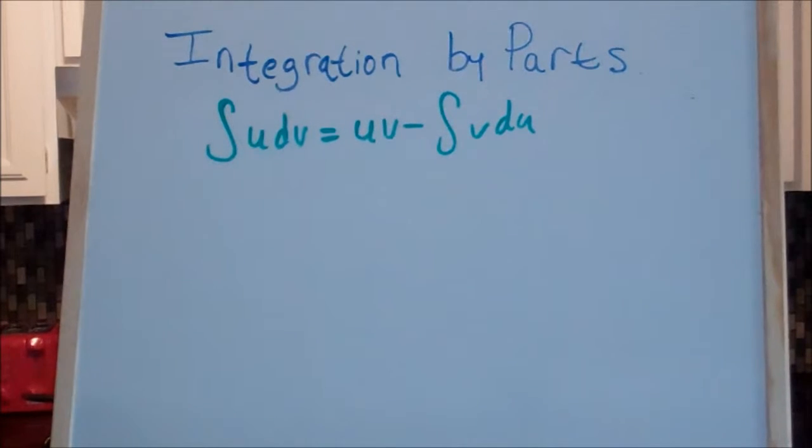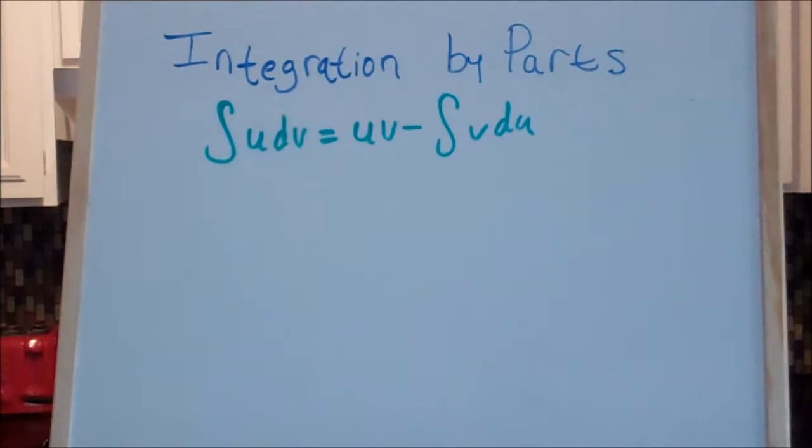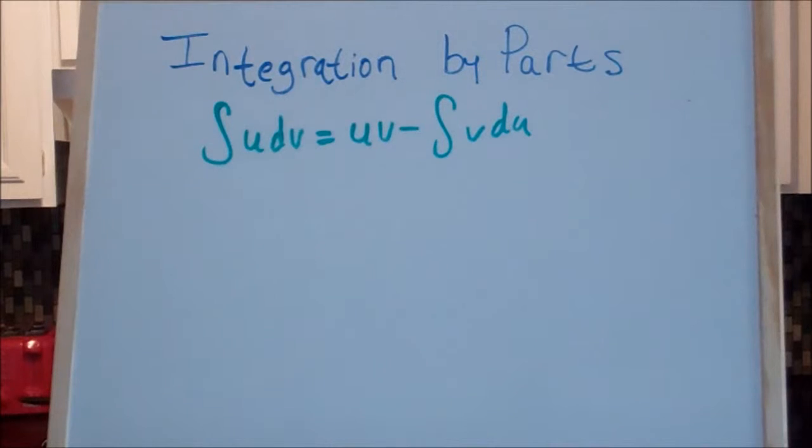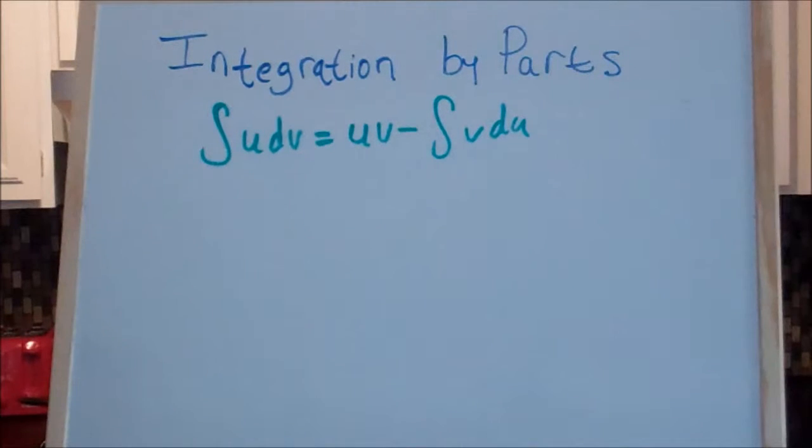Today I'm going to do a problem regarding integration by parts. So when you have the product of two functions and you can't use substitution or some other way to take the integral, then we can use, a lot of times, integration by parts.